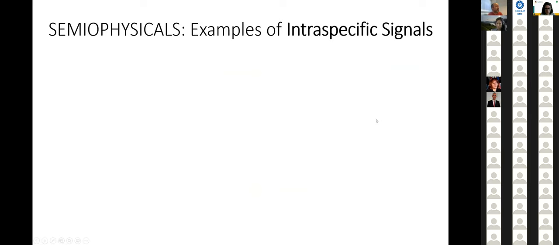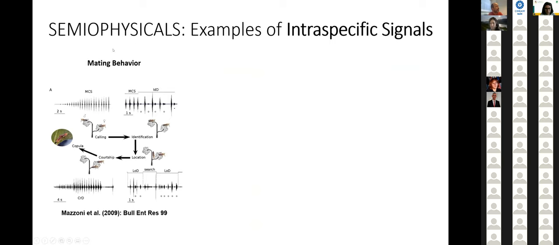Here are some examples of intraspecific signals, so you understand the role of vibrations for insects. Let's see mating behavior. Many insects, especially leafhoppers, but also many others like whiteflies and psyllids, use vibrational signals to mediate mating behavior. Without vibration, they don't mate.